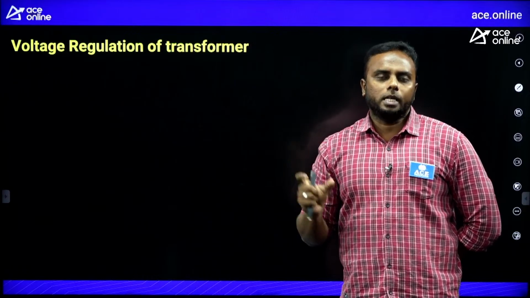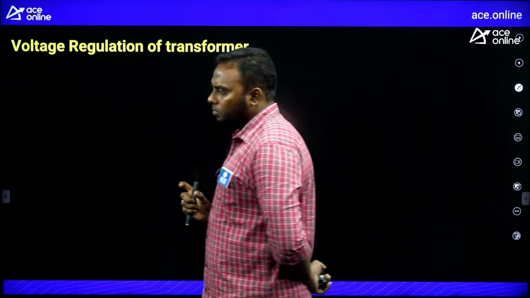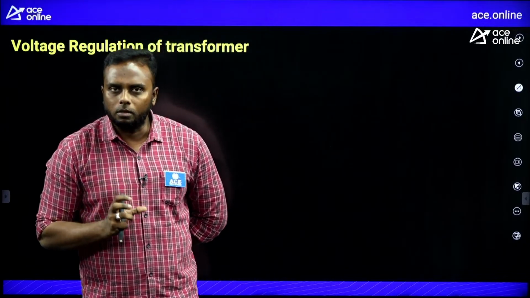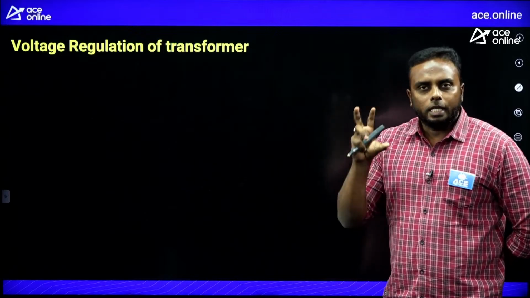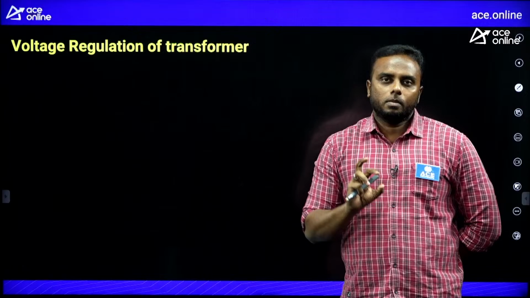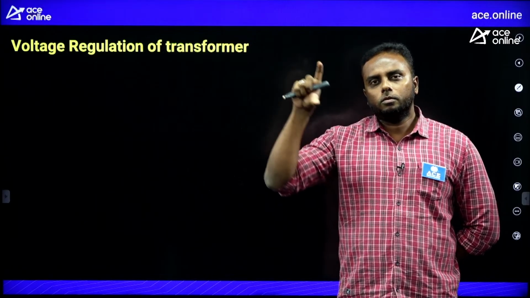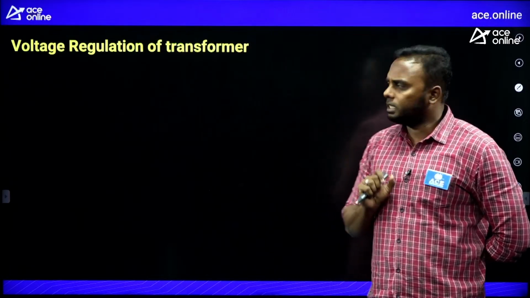What is the condition for maximum regulation? X by R ratio of load is equal to X by R ratio of transformer. Don't say the reverse. Condition for maximum: X by R of load equals X by R of transformer. But condition for zero: X by R of load equals 1 by X by R of transformer. We call it the reciprocal. So this condition is important.